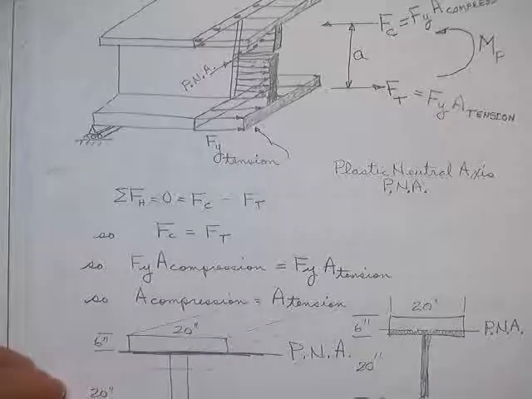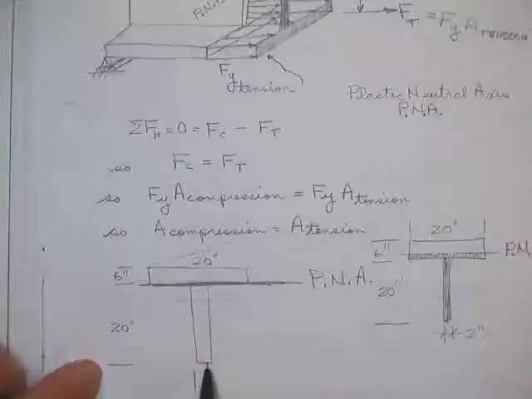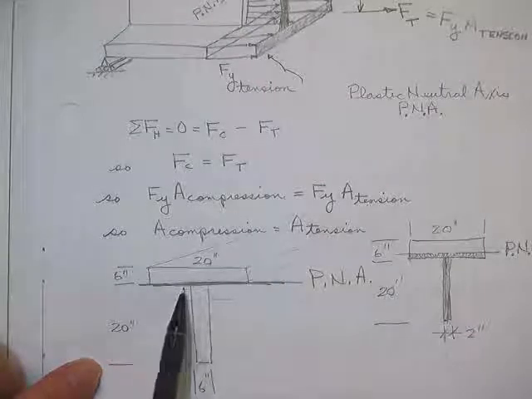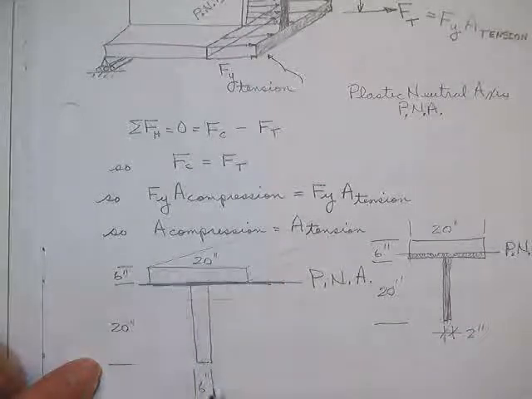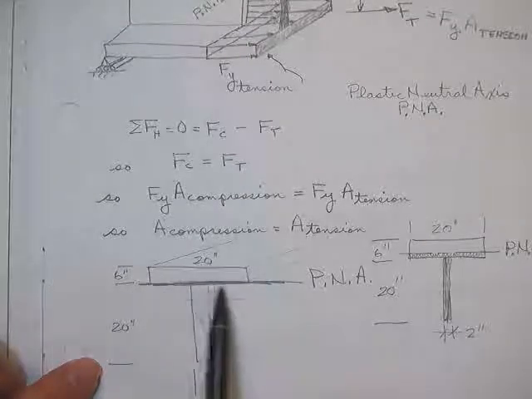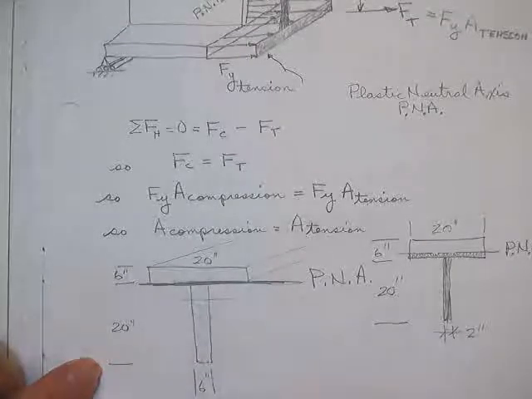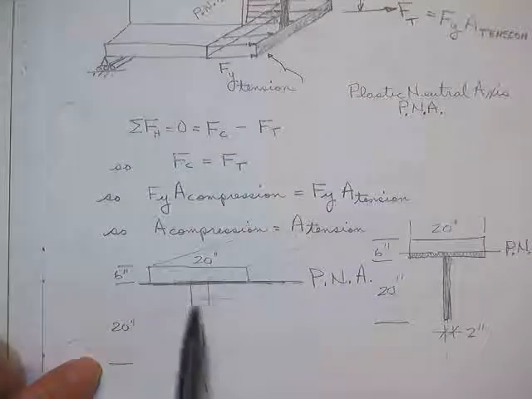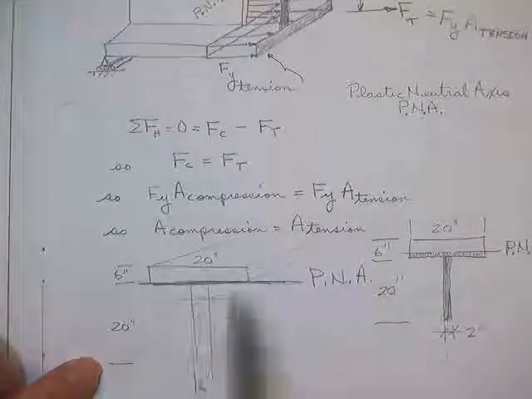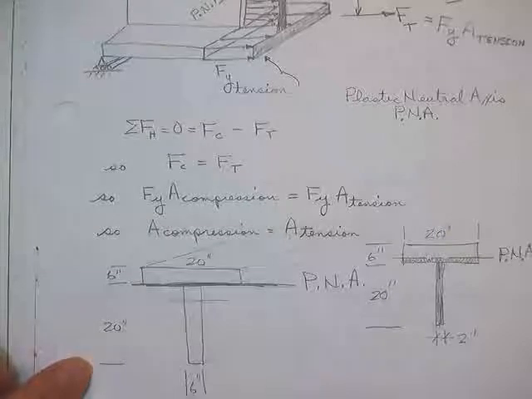It used to be the case when you solve for the elastic neutral axis for this thing here, it didn't have 20 times 6 equal 20 times 6. And the neutral axis was somewhere down in here. And I'll show you an example.